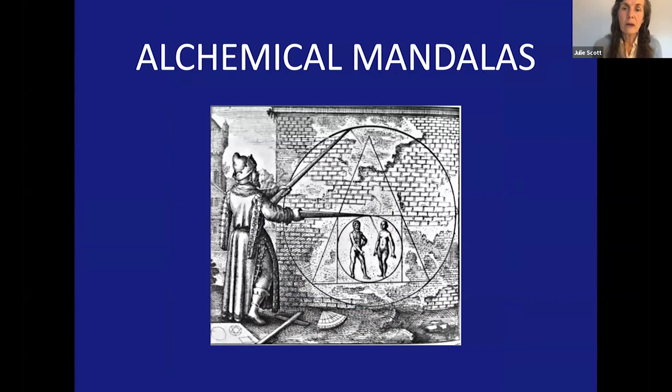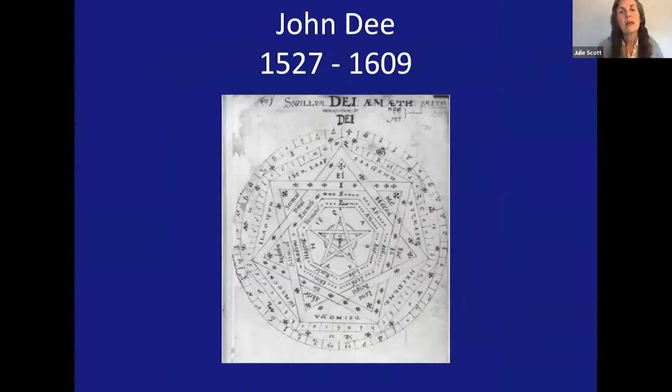There are also many alchemical mandalas, and John Dee was an English astronomer, astrologer, mathematician, an alchemist, a Rosicrucian, and he was the court astronomer and advisor for Elizabeth I. He created this mandala, which is called the Seal of the Divine, and it has a heptagram, which has seven sides. This is a magical formula for transformation.